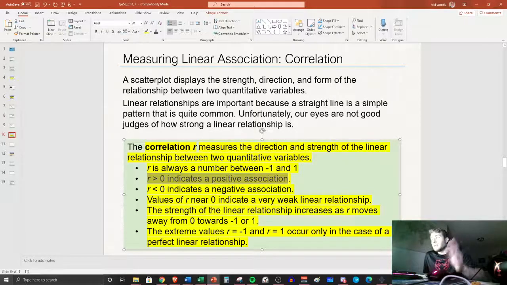Greater than 0, it's a positive slope, okay? Values of R near 0 indicate a very weak linear relationship. This is a super important one to keep in mind. So as it gets closer to 1 or -1, either direction, it gets strong, right? But if it's closer to 0, it's very weak, okay? Strength of the linear relationship increases as R moves away from 0 towards -1 and 1. The extreme values of -1 and 1 occur only in the case of a perfect linear relationship.